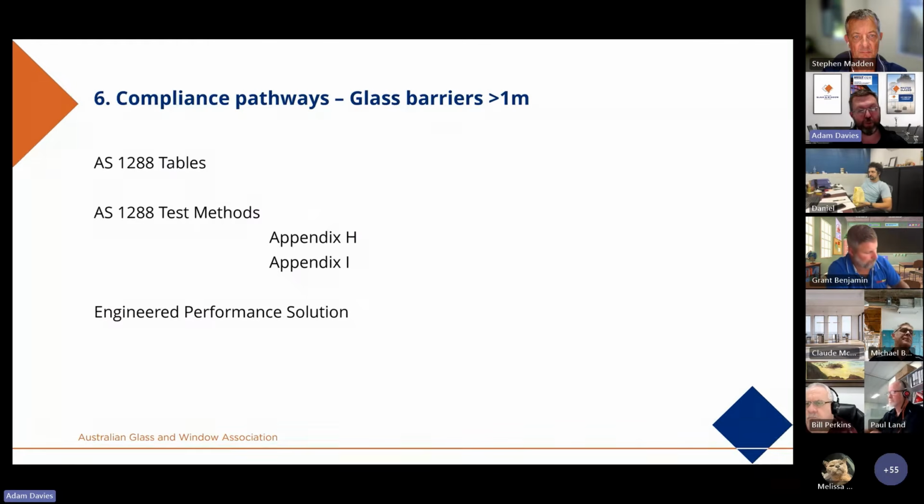So there are 3 principal pathways that can be used. There are the tables that are provided within AS 1288. There is a compliance pathway through Appendix H, and where required, guidance from Appendix I. And then there is the conventional engineered performance solution that involves engagement of a suitably qualified individual. Now, depending on the state, that can have different meanings, which generally means an engineer that can do the full design for the barrier.